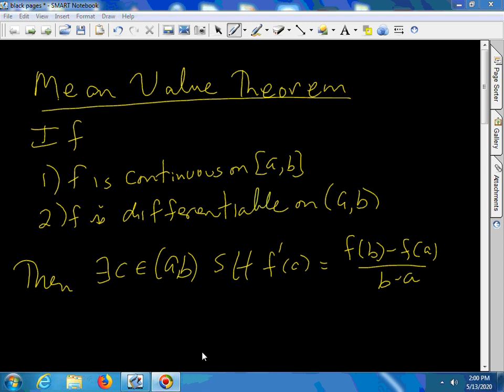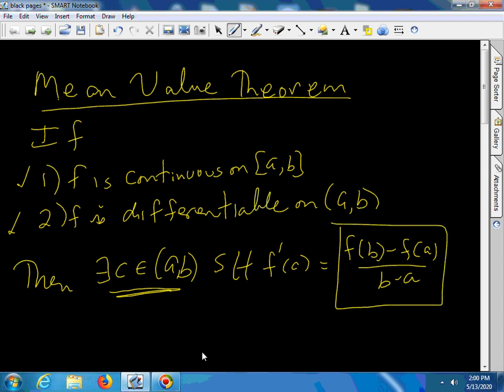Today we're going to prove the mean value theorem, which says if you have a function f and it's continuous on the closed interval [a, b] and it's differentiable on the open interval (a, b), then there is a c in (a, b) such that the derivative at c, f'(c), is equal to (f(b) - f(a)) / (b - a).